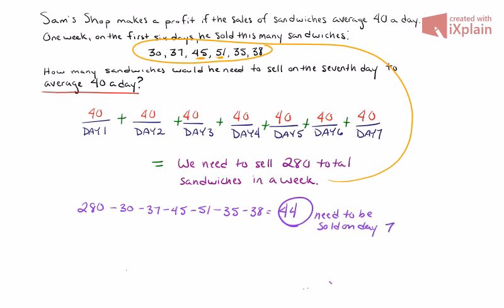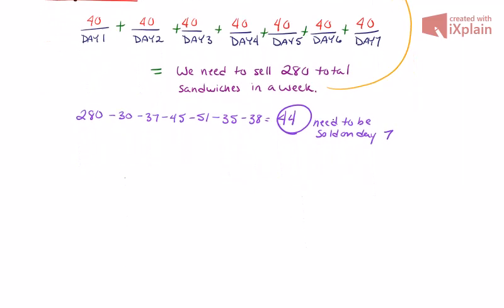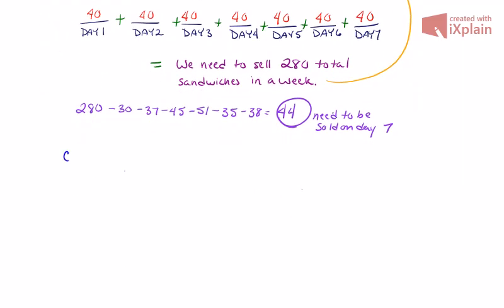So maybe you're a little bit skeptical as to like, well, are you really sure? Well, let's go ahead and do a check. So I'm going to scoot this up a bit. So the check would be to actually take the average. So if we were to do 30 plus 37 plus 45 plus 51 plus 35 plus 38 plus 44, okay?